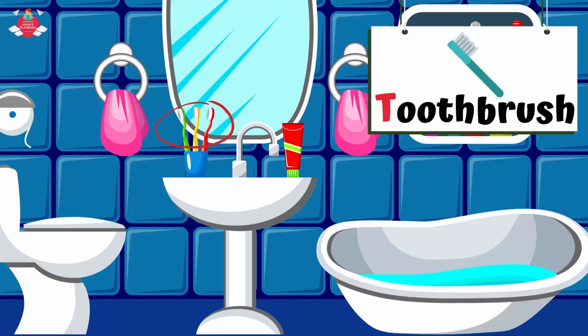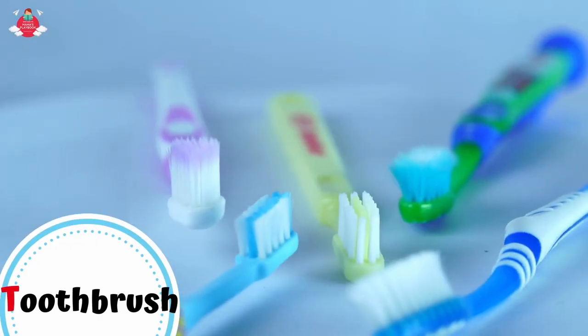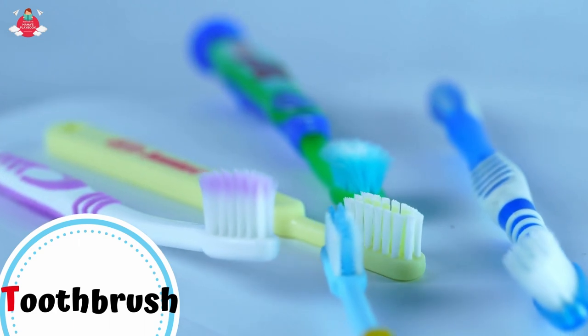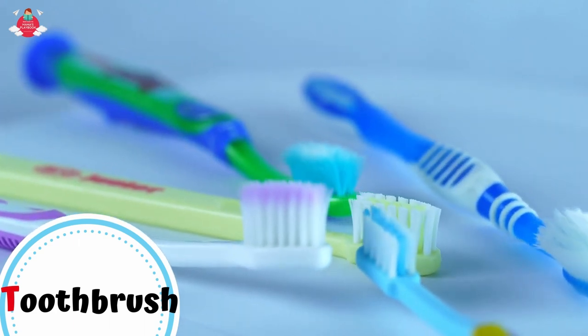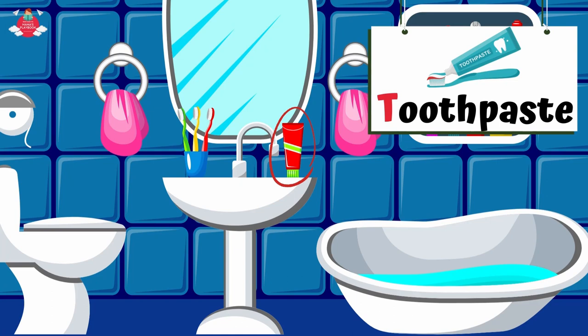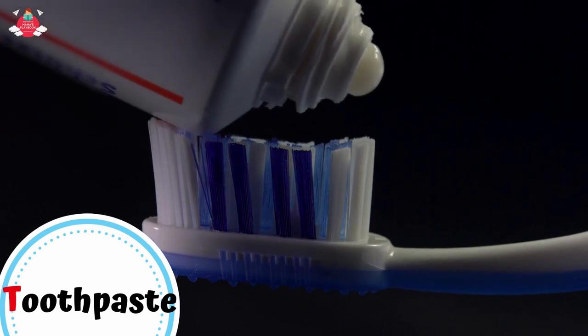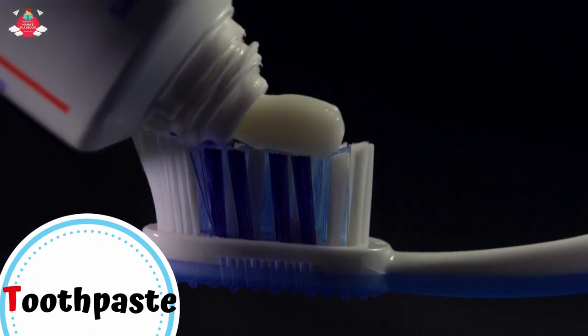What else starts with letter T in the toilet? Toothbrush. T for toothbrush. Toothbrush is a small brush with a long handle that you use to clean your teeth. You also need the toothpaste to brush your teeth. Toothpaste. T for toothpaste. Toothpaste is a substance that you put onto a toothbrush to clean your teeth.